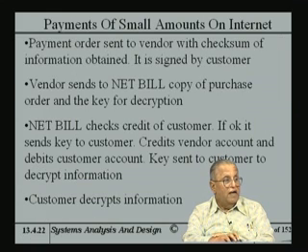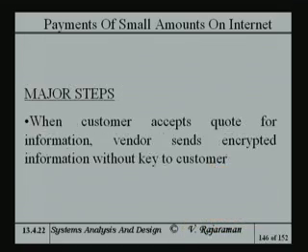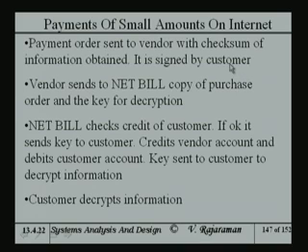So that is essentially what I am writing in words. Payment order sent to vendor with checksum of information obtained, signed by the customer. Vendor sends NetBill a copy of the purchase order and key for decryption. NetBill checks the customer's credit, sends OK, sends key to customer, credits vendor's account and debits customer's account. Customer decrypts information. That is essentially the same steps.